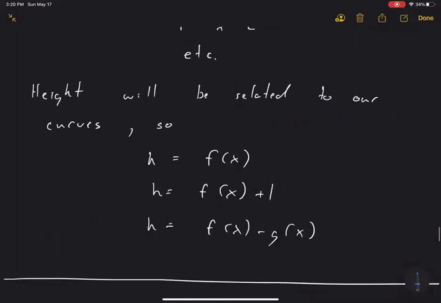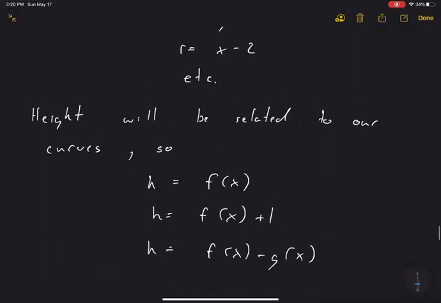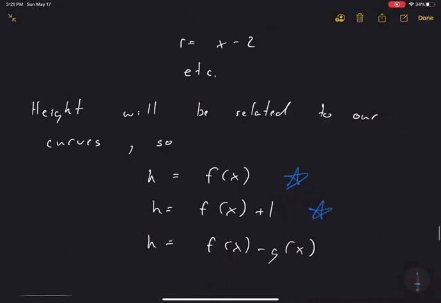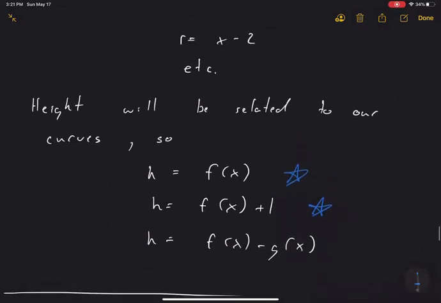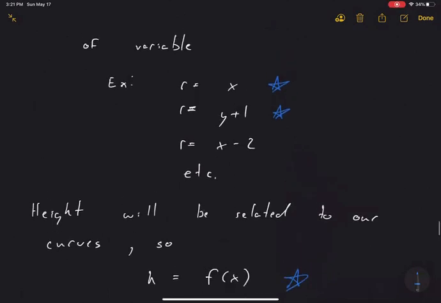And then the height is going to be coming from the equations of our original 2D object. So again, it might be as simple as just that y coordinate, just that f of x. Or it might be something more complicated like f of x plus 1 or f of x minus g of x, depending on what kind of curves are involved and what line we're rotating around. What line we're rotating around is also going to affect this stuff up here.